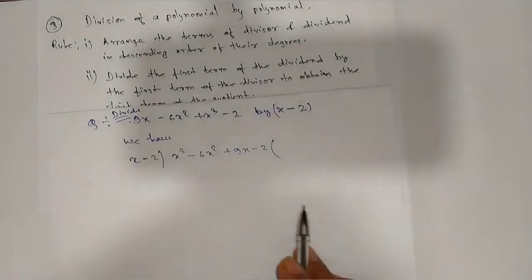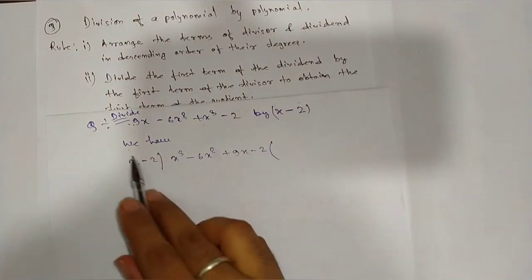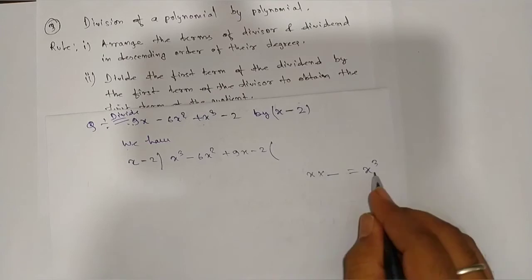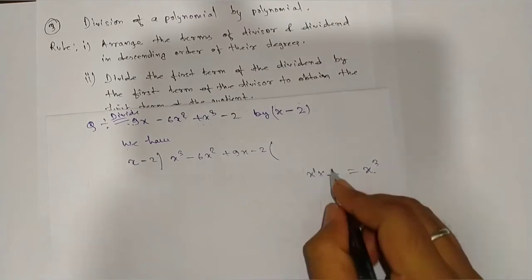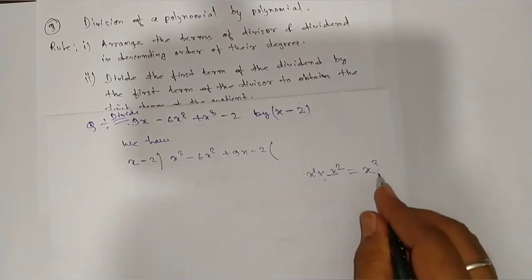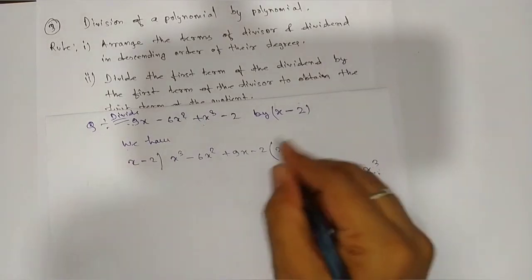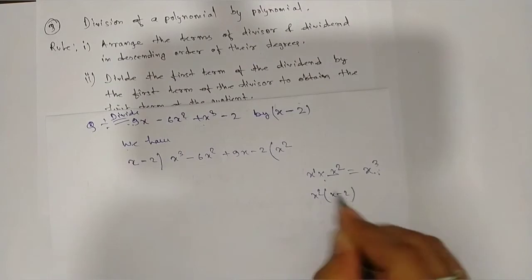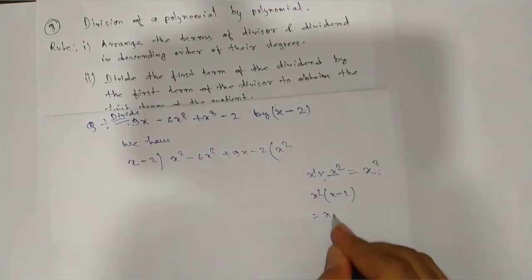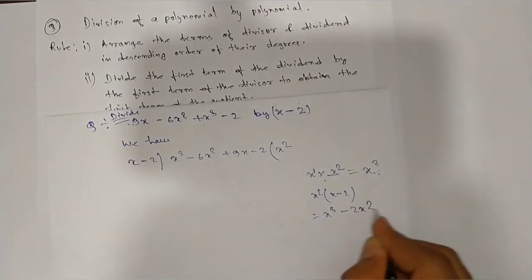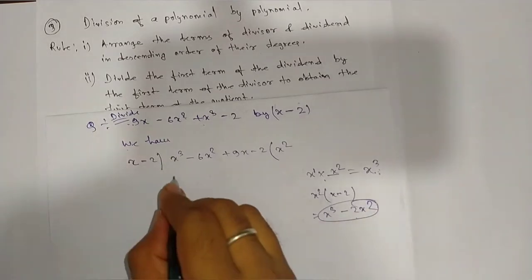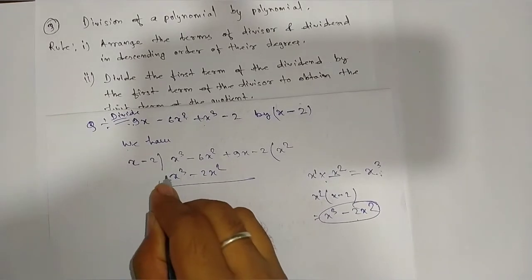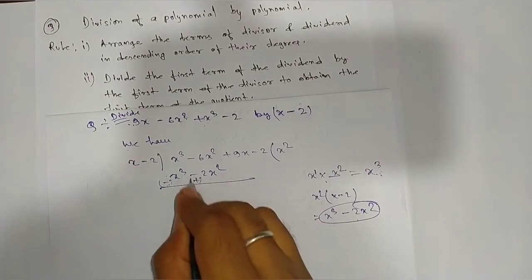So your first step, look at this one and this one. First step, so we'll take x, what number or expression we need to multiply here. See, there is a power 1, we need here x square to get x cube. So here you take x square and whatever part is there, x minus 2, you multiply here, x cube will get here minus 2x square. Take this part, substitute here, that is x cube minus 2x square. Now change the symbol, plus gives you minus, minus gives you plus.